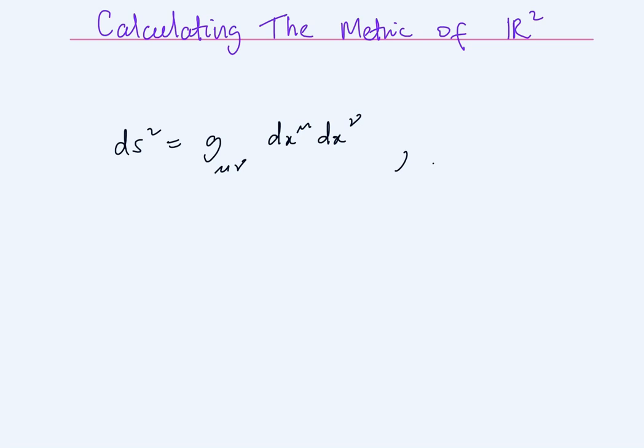Okay, so we say mu and nu can take on either 0 or 1, because we are working in R2, which is two-dimensional space. So this is then the general form of the metric, and since we're working in R2, mu and nu can take on 0 and 1.